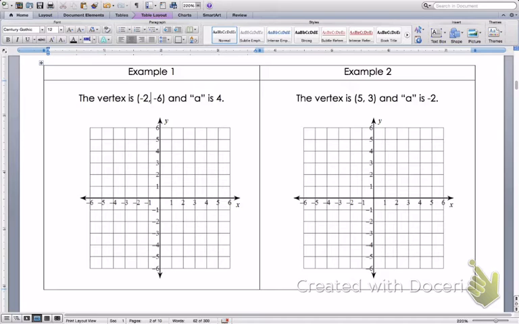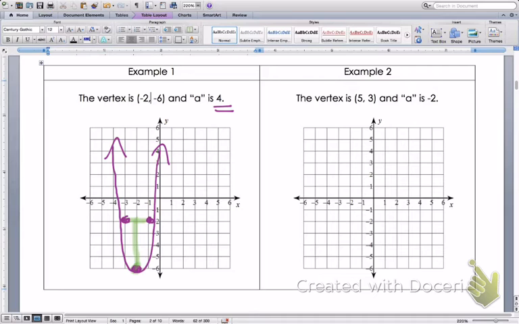So let's look at example 1. We are given that our vertex is negative 2, negative 6, meaning 2 to the left, 6 down, right here. My A value tells me to move up 4 units, and then 1 to the left and 1 to the right. So I'm going to go ahead and move up 4, 1, 2, 3, 4. 1 to the left, 1 to the right. We put our point to the left, to the right. These 3 points make up my parabola. When you connect it, try as best you can to make it look like a parabola, not a V shape. And I'm done. That's pretty much how we graph a parabola once we have our A value and our vertex ready to go.